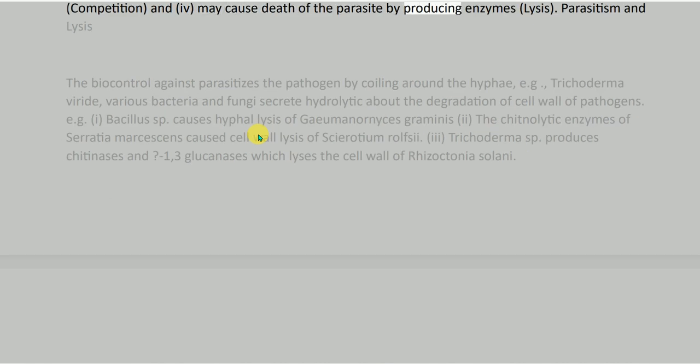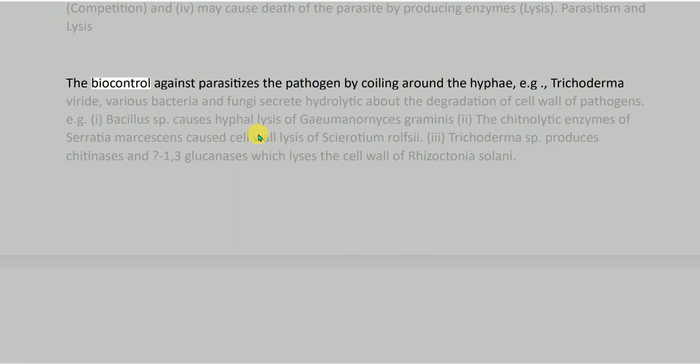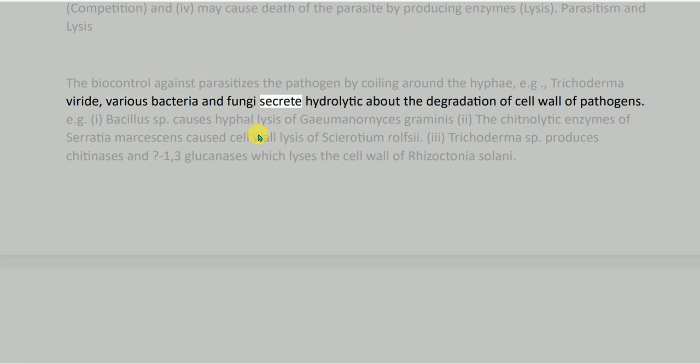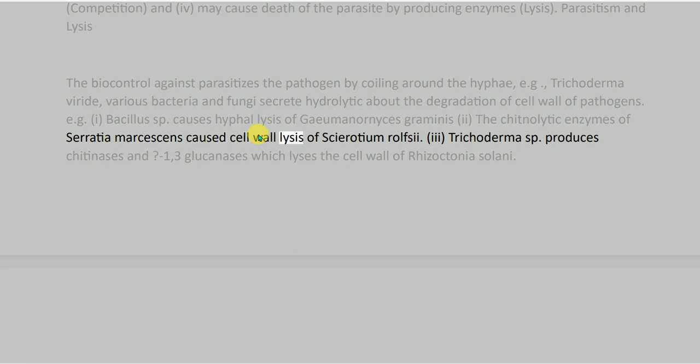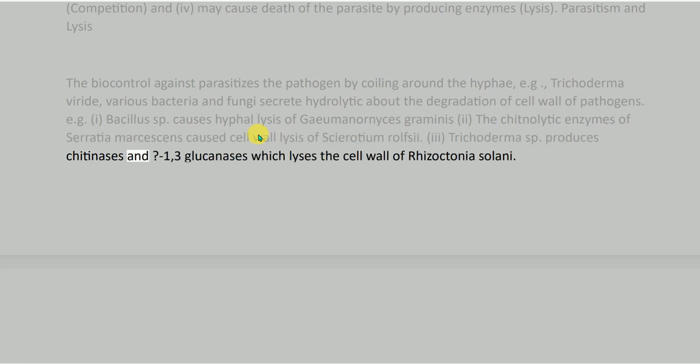Parasitism and lysis. The biocontrol agent parasitizes the pathogen by coiling around the hyphae, e.g. Trichoderma viride. Various bacteria and fungi secrete hydrolytic enzymes that bring about the degradation of cell walls of pathogens, e.g. 1. Bacillus sp. causes hyphal lysis of Gaeumannomyces graminis. 2. The chitinolytic enzymes of Serratia marcescens cause cell wall lysis of Sclerotium rolfsii. 3. Trichoderma sp. produces chitinases and 1,3-glucanases which lyse the cell wall of Rhizoctonia solani.